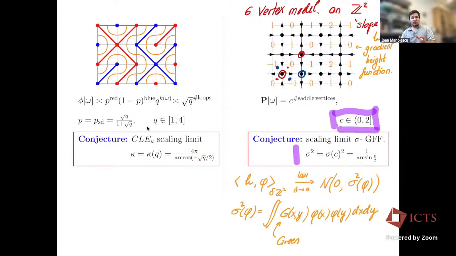Here, this can be formulated in domains as well, and it's actually probably better to formulate it in domains. But for us, it's the full plane Green function, which we normalize like this. So it's just log of the Euclidean distance between x. Okay, so this is what we mean by it converges to a GFF.